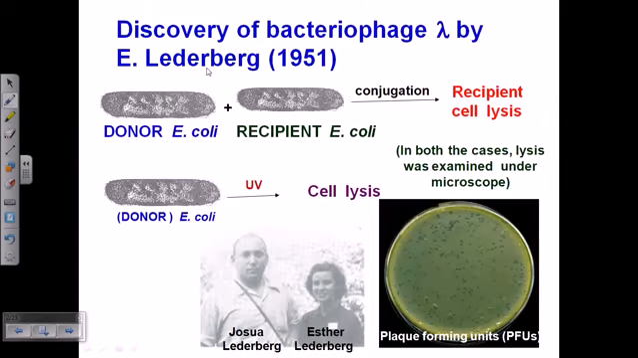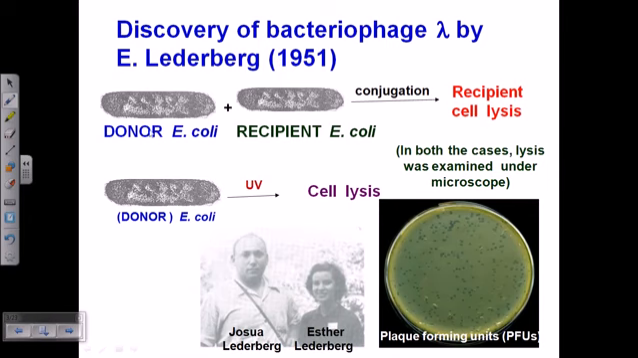If you look at the discovery of bacteriophage lambda, it was by Esther Lederberg, and here is Joshua Lederberg. Regarding lambda biology and lambda molecular biology, these two people provided most of the important experimental results. Let's look at how they proved that there is a bacteriophage, a virus which can enter and destroy the host bacterial cell.